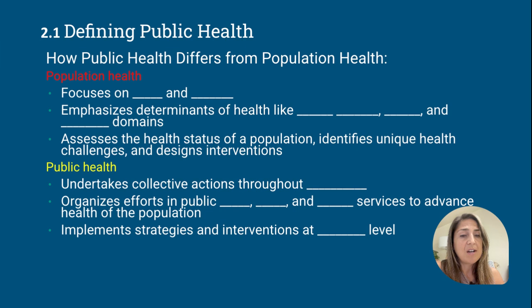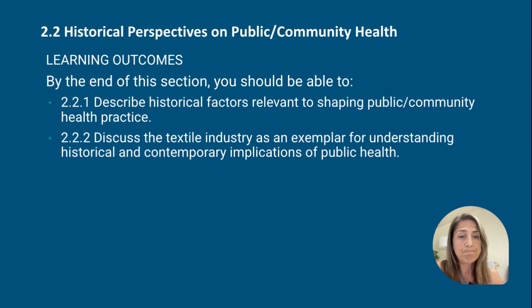Public health undertakes this collective action through society. So we can see this in terms of organizing efforts in public policy, governance, and health services to advance the health of a population. Also, we can see implementation strategies and interventions at this society level.